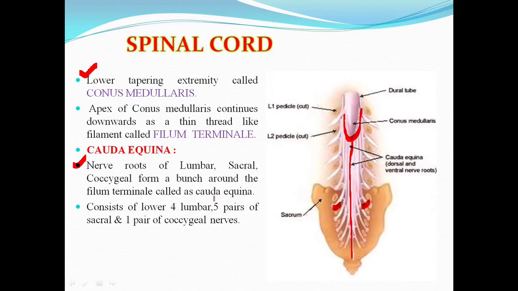I name them the cauda equina. Cauda means tail and equinus means horse, which appears like a horse tail. As said, they consist of the lower 4 lumbar, 5 pairs of sacral, and 1 pair of coccygeal, a total of 10 pairs of the lower spinal nerves.